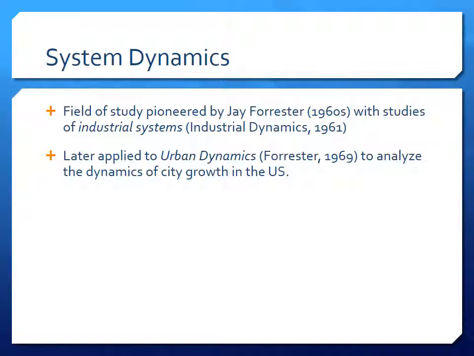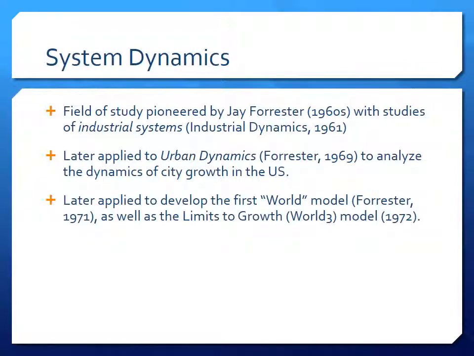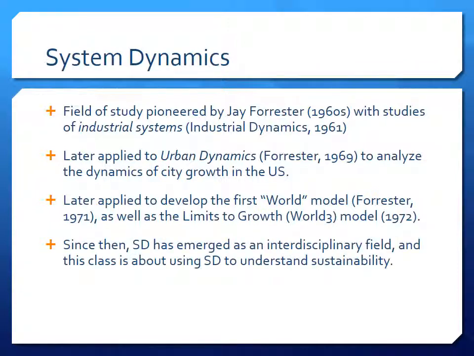He later applied the same set of principles to analyze the dynamics of city growth in the United States, and this led to another well-known book, Urban Dynamics, by the same author. That same group later applied these principles to develop the first world model, which was published in 1971, and that evolved towards the World 3 model that was published in 1972, and that we discussed during our brief introduction to the limits to growth work. But since then, system dynamics has emerged as a fairly interdisciplinary field.